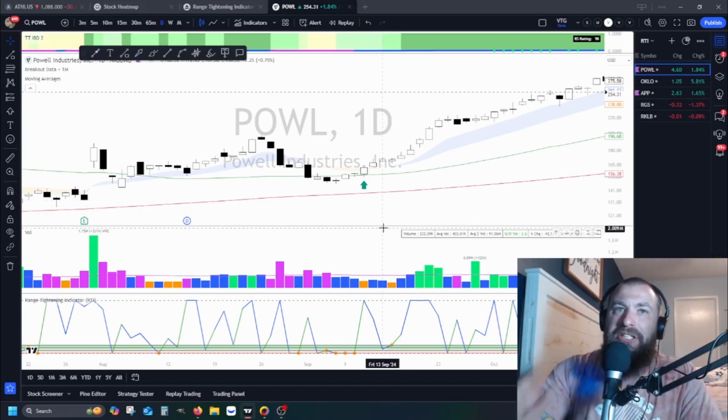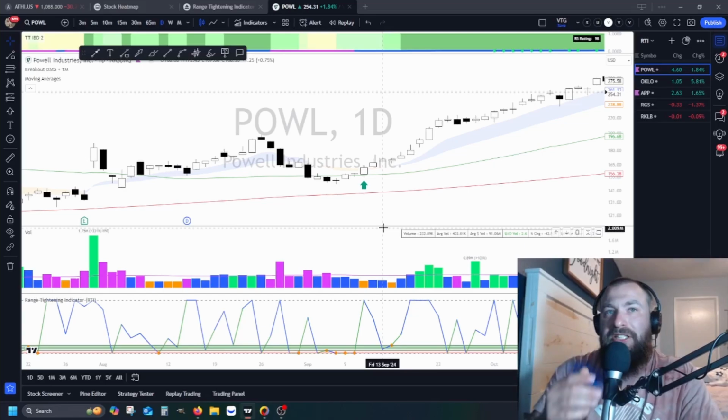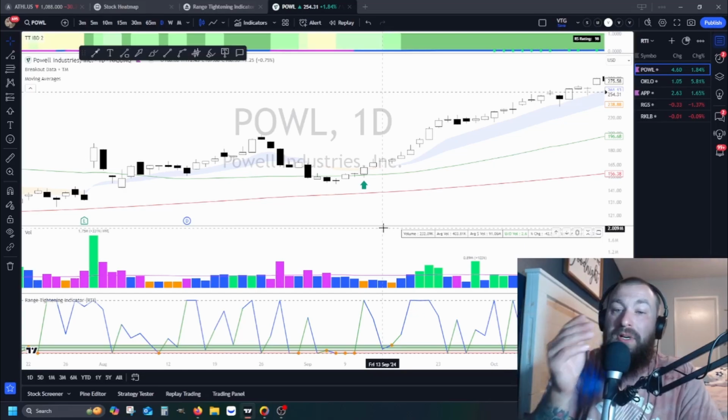The range expansion can sometimes be very subtle, and so it's very important that when you're using this indicator, you trust that it's doing the calculation to show you that it's having that range expansion. It doesn't need to be 6 or 8 to even 10 times whatever the range was the previous day. It just needs to have that range expansion.